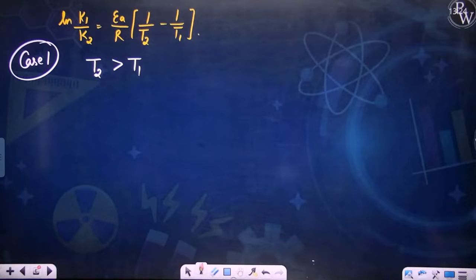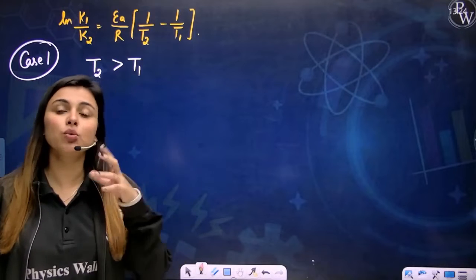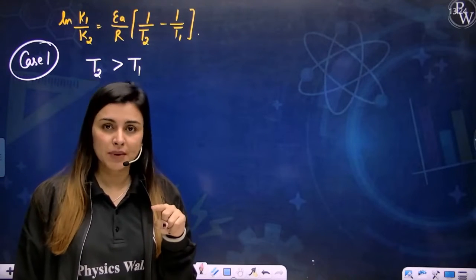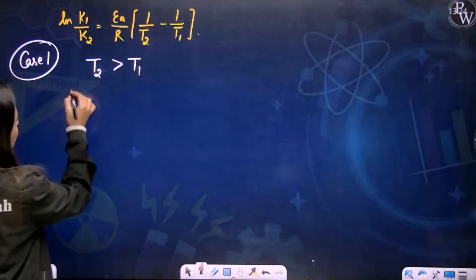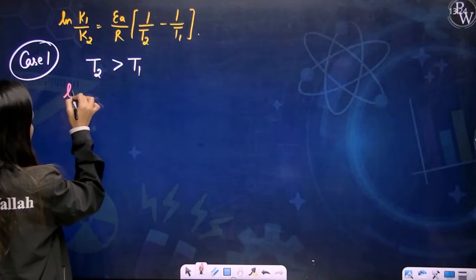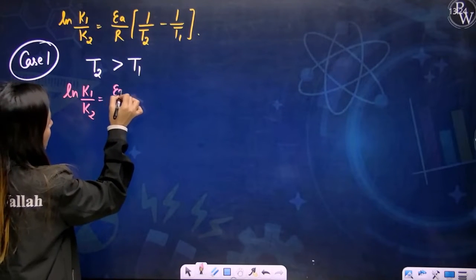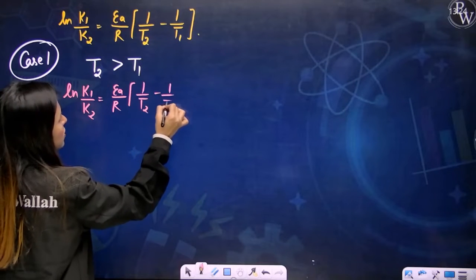Now, my dear students, let's take the case that temperature 2 is more than temperature 1. If temperature 2 is more than temperature 1, then what will happen? If we write this important expression which we have just derived, ln K1 by K2 is equal to Ea by R times (1 upon T2 minus 1 upon T1). You just need to understand this.